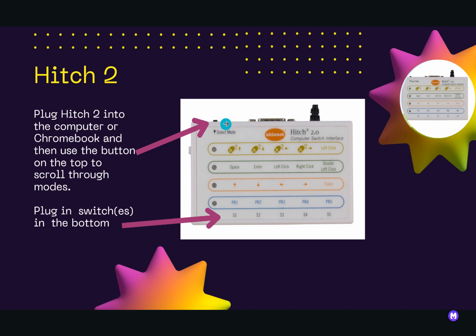You can see up on the top, there's a button to scroll through the different modes here. And once you plug in the Hitch 2 into your computer or Chromebook, you will see each of these modes light up. And that's how you can move through which mode you want your switches in. And then down at the bottom here where it says switch 1, switch 2, switch 3, switch 4, and switch 5, that's where you would plug in your different switches directly into here.